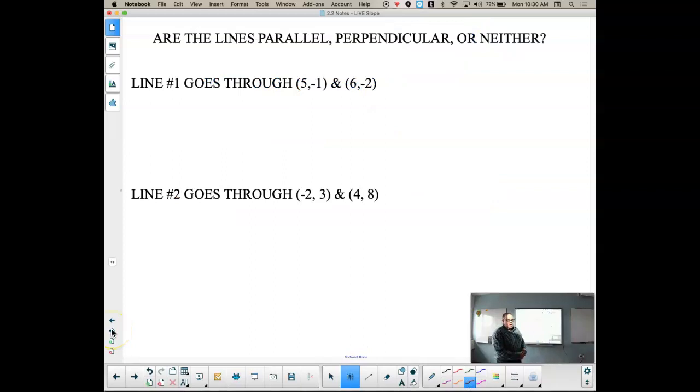Let's try one. So are these lines parallel, perpendicular, or neither? Those are my three choices. The first thing that we have to do is find the slope of both of those lines. So the slope here is going to be negative 1 minus negative 2 all over 5 minus 6. Negative 1 minus negative 2 is negative 1 plus 2, which is positive 1. 5 minus 6 is negative 1. So the slope of this line is negative 1.